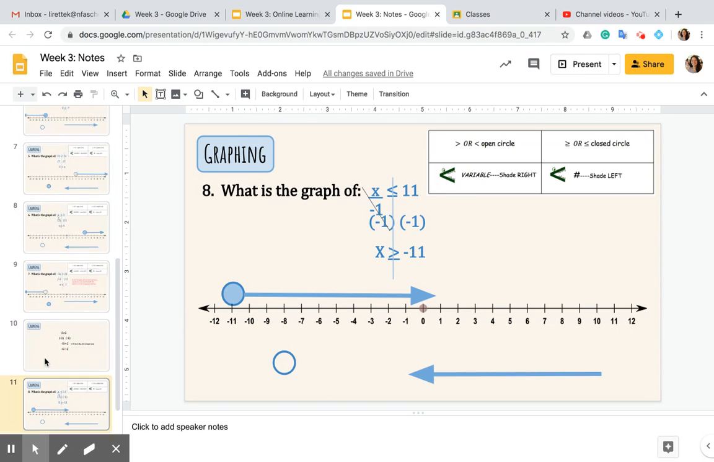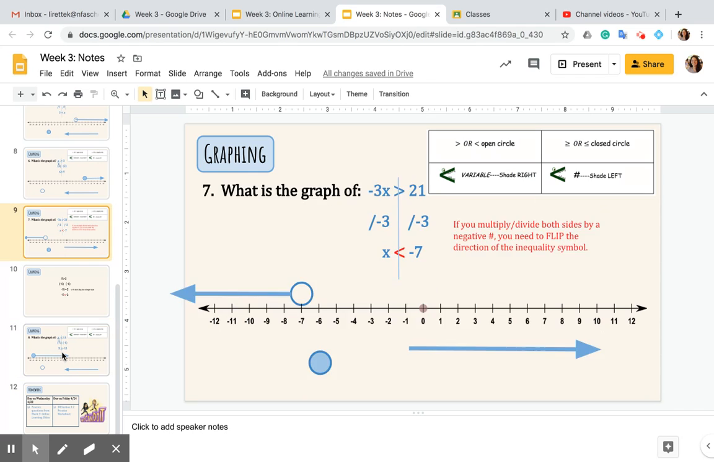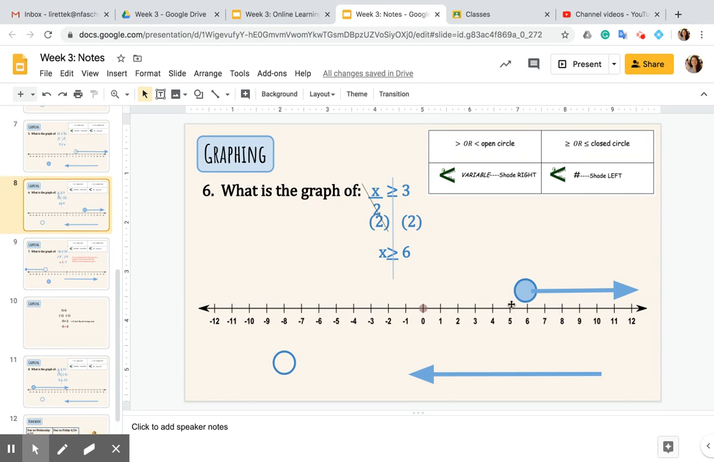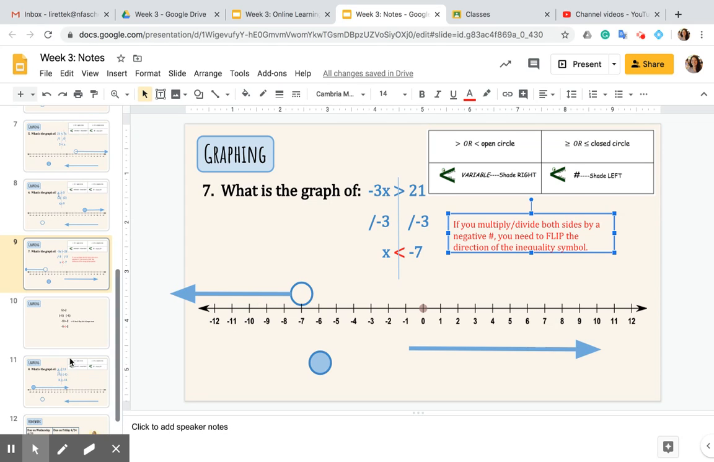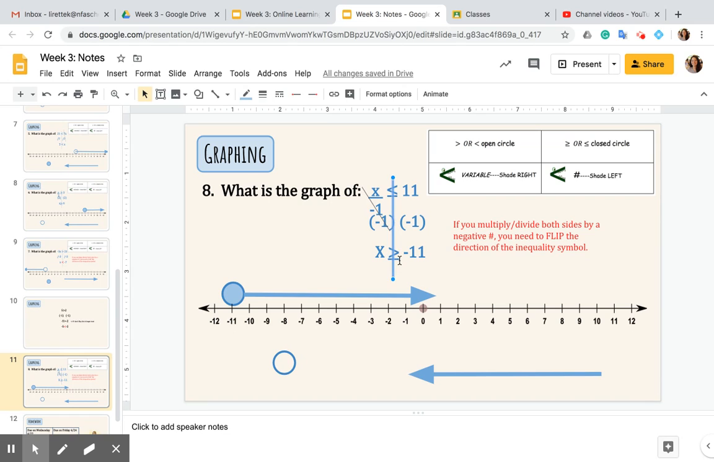So for your homework, and we're going to have 2 homeworks this week, the one that will be due Wednesday are your online learning slides. So basically, I'm going to give you a Google slideshow similar to this, and you're going to drag and drop after you've solved. So you're going to solve them first, just like I did, and you're going to drag and drop to create your graph. Please, please, please remember that if you multiply or divide both sides by a negative number, you have to flip the direction of your inequality symbol.